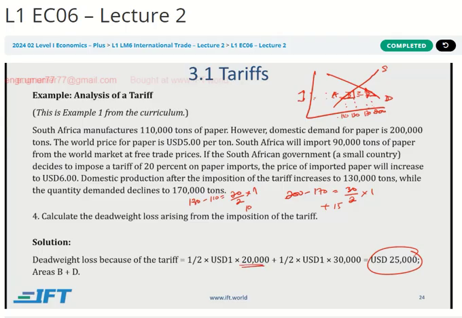So this 20,000, which is the difference between 130 and 110 multiplied by 1.5, and 30,000, which is the difference between 200 and 170 multiplied by 1.5, which are the B and D areas. But this is for a tariff. Why we're not taking C here is because that's money going to the government, so it's not really a dead weight loss. And we're not taking A here is because that money is going to the local producers, so again, not really a complete loss. But if this was a quota and this C in the middle was not revenue coming to the government, then we would consider it putting in the dead weight loss.